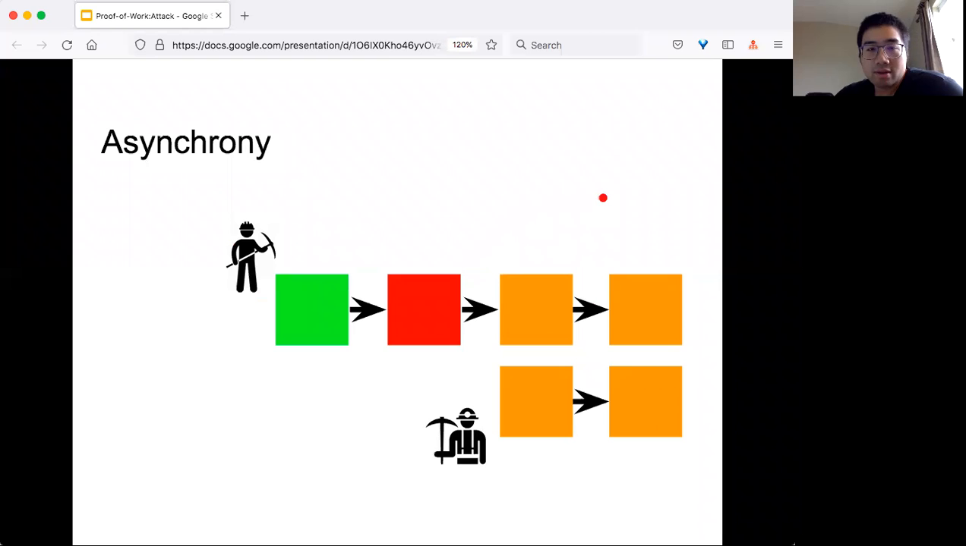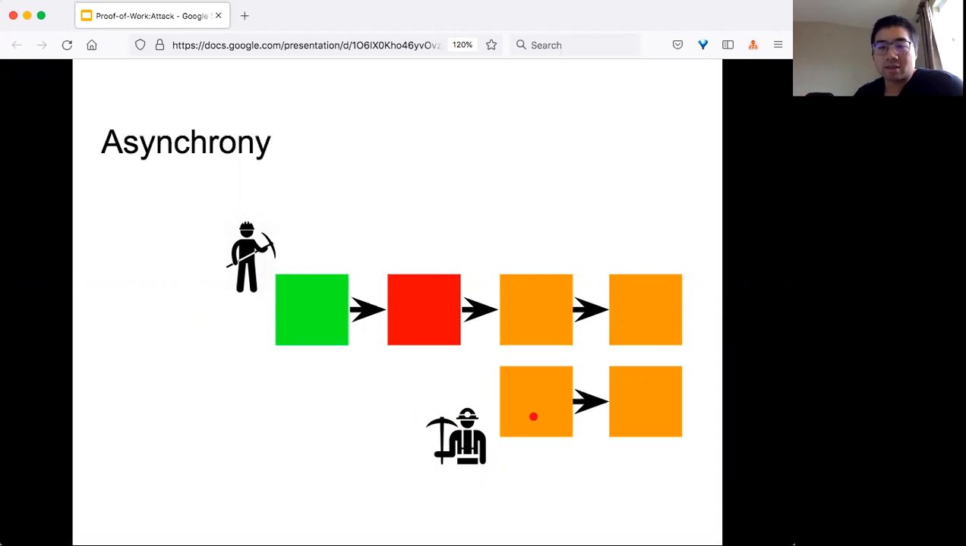Now let's look at the effect of asynchrony. Suppose you adjust some difficulty, but somehow this miner got lucky. It got 2 consecutive blocks. And now the bottom miner is not lucky, and the message delay is very long, so it doesn't receive any of the red block or green block. So it's working on a stale blockchain.